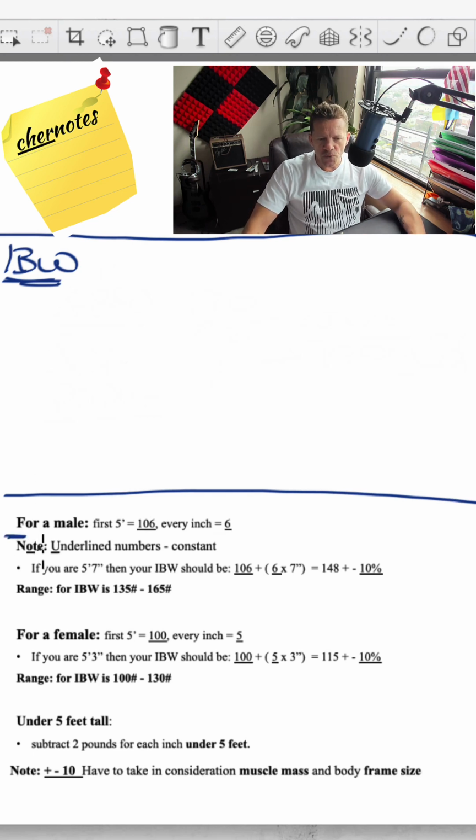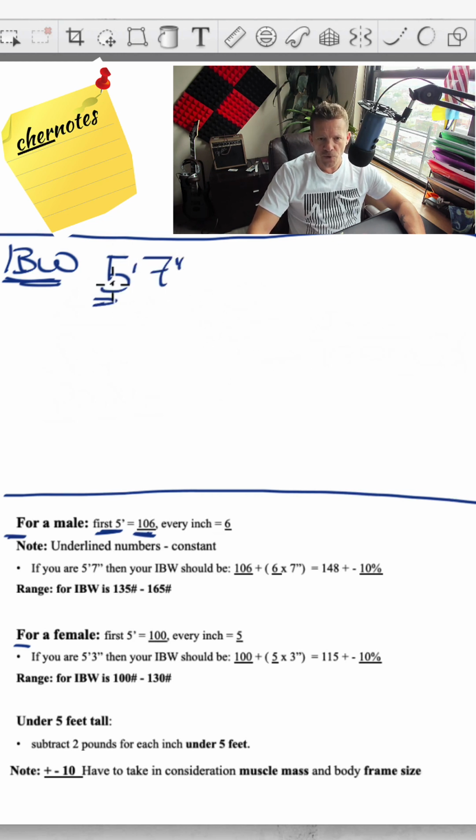So first we're going to do it for males, and then for females. For male, to calculate your ideal body weight, you have to know your height in feet and inches. I'm going to use my numbers. So here's the formula. For the first 5 feet, it's 106 pounds. That's constant. All the numbers that you see here are constant. So let's say I'm 5'7".